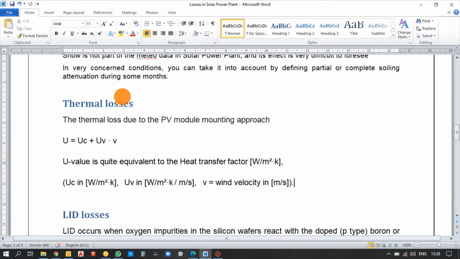And next is thermal losses. Thermal losses mainly depend upon the PV module mounting approach. We have a formula for thermal loss: U = Uc + Uv × V. Uc is the constant loss factor for thermal, and V is the wind velocity. So the wind velocity factor plays an important role in thermal losses. When you install ground mounted, your constant loss factor will be around 22. When you come to RCC, it is around 18. So depending upon the module mounting approach, the constant loss factor will differ.